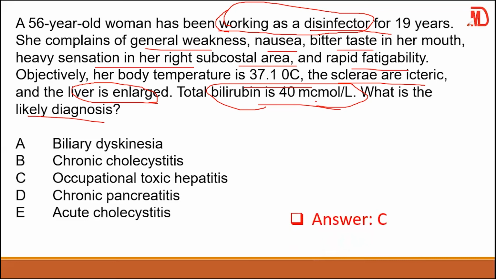So if you want to reduce this, what do you do? You definitely take the person out of the exposure, and of course, treat symptomatically. Perhaps the patient will get better.